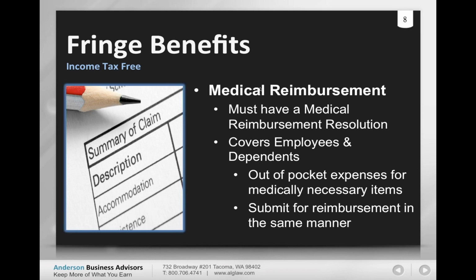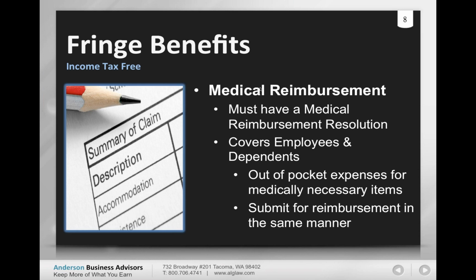So the key for that medical reimbursement is that you have to have that medical reimbursement resolution. And this will only apply to C corporations, not S corporations. As far as the resolution goes, if it's a document that we've drafted, a corporation, this resolution's already taken care of for you. If you've set up your own C corporation in the past and you want to start benefiting in these types of tax-free fringe benefits, then you're going to want to pass your own medical reimbursement resolution. And that resolution is going to cover the employees and their dependents.